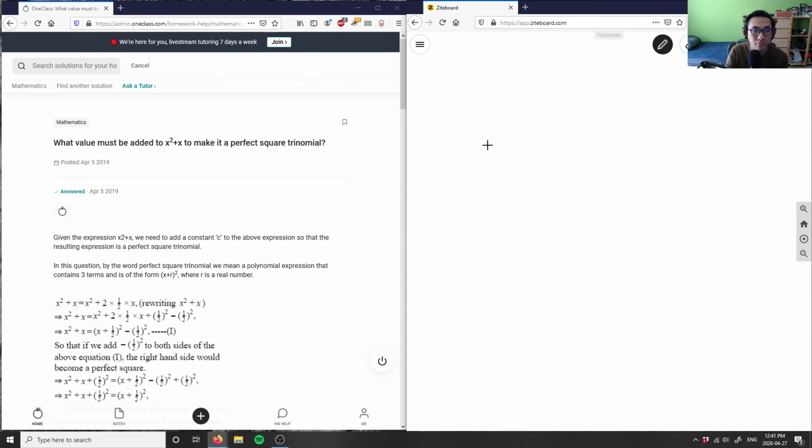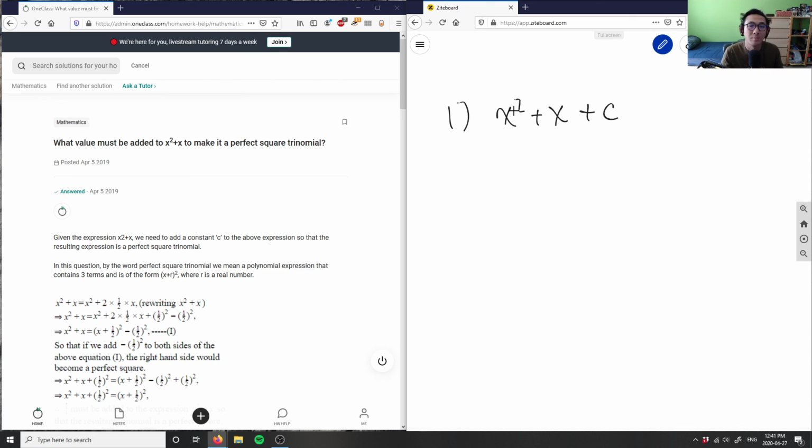So this is: what value must be added to x squared plus x to make it a perfect square trinomial? So I have x squared plus x, and I want to make it a perfect square trinomial. So what am I going to add here? Plus c to make it a perfect square trinomial. In order for us to do that, this is simply another completing the square kind of question. This is completing the square, right?